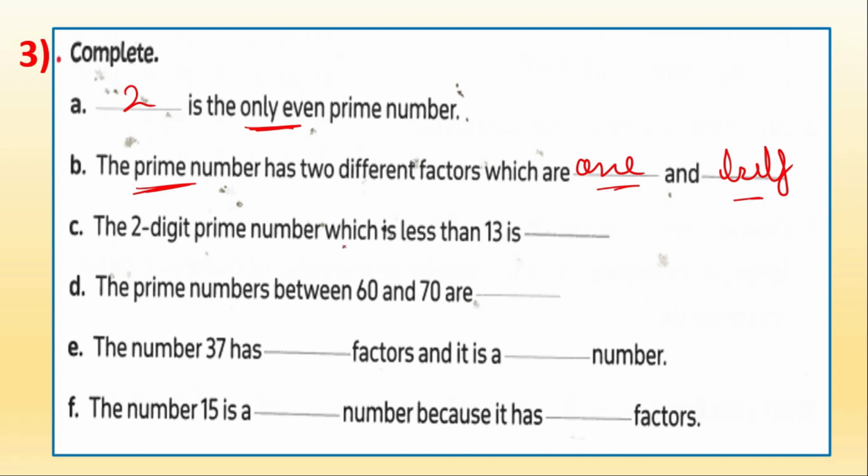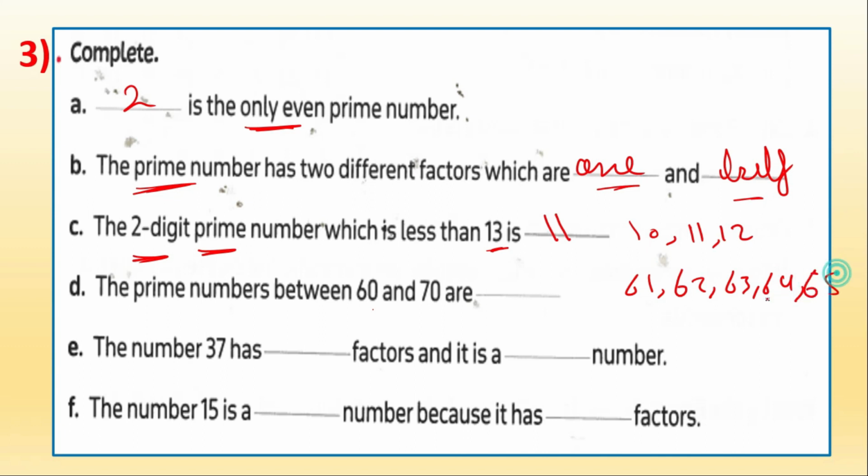The two-digit prime number which is less than 13. Okay, prime, formed of two digits and less than 13. Which numbers are less than 13 and formed of two digits? 10, 11, 12. So 11 is the prime number. The prime numbers between 60 and 70. Okay, write all numbers between 60 and 70. 61, 62, 63, 64, 65, 66, 67, 68, 69.